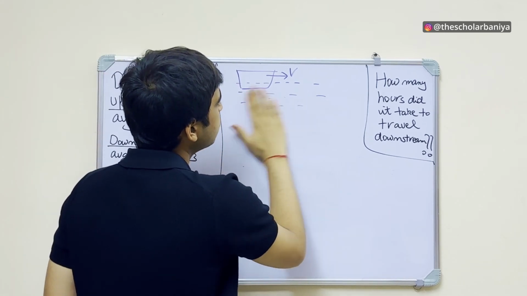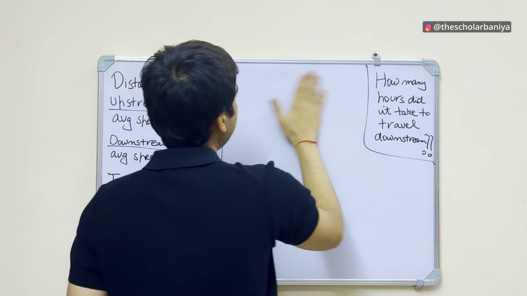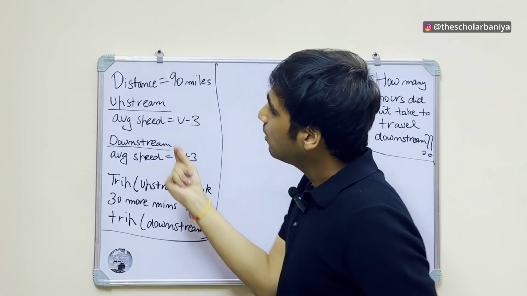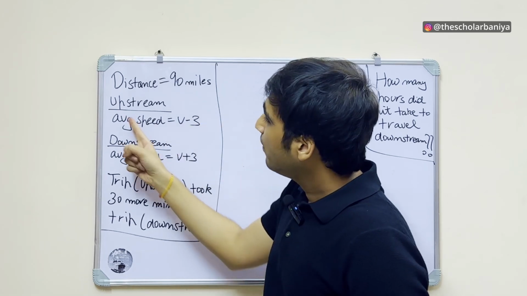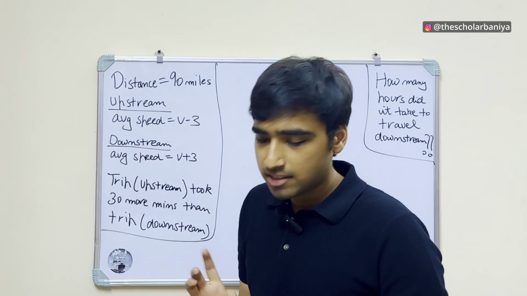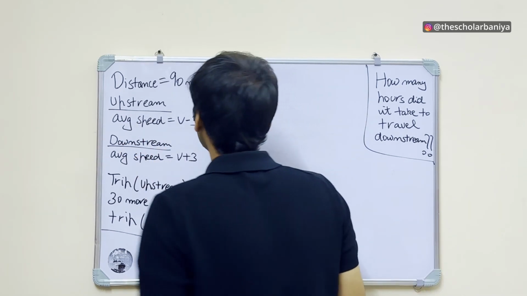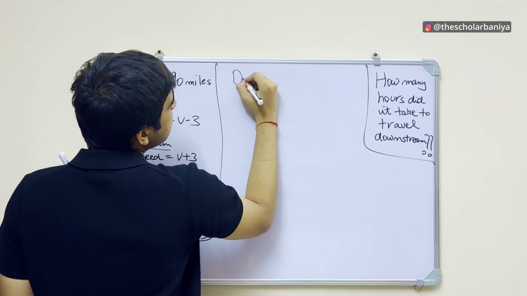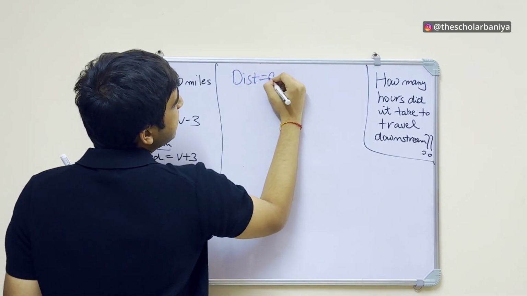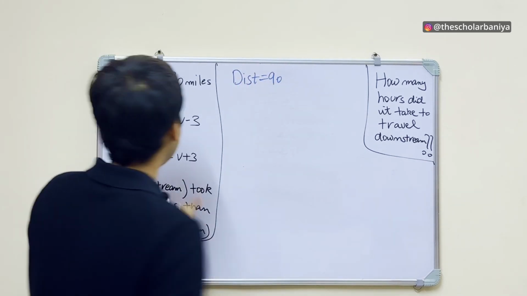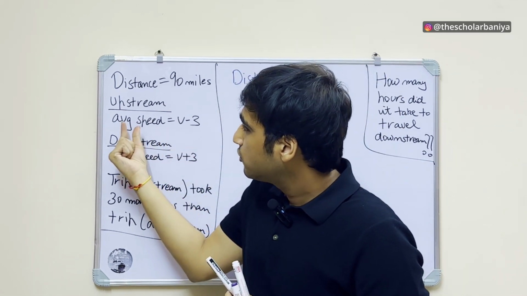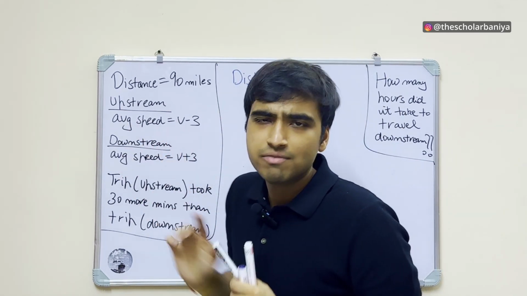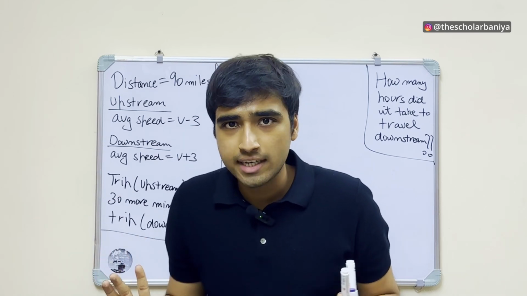Okay, so now let's move forward, right? Now we know that the total distance is 90 miles, and upstream the average speed is v minus 3. So distance is equal to 90, and you can see from here that upstream the average speed is v minus 3. v can be any constant, we don't know right now.